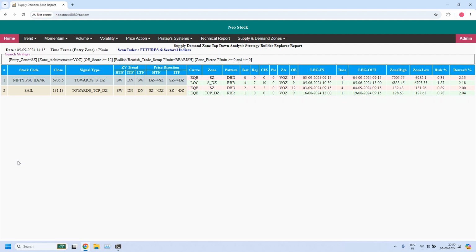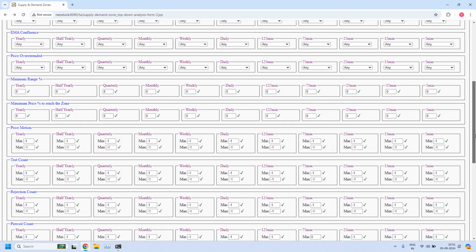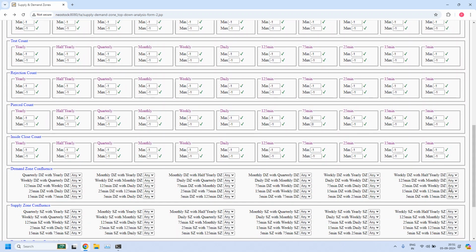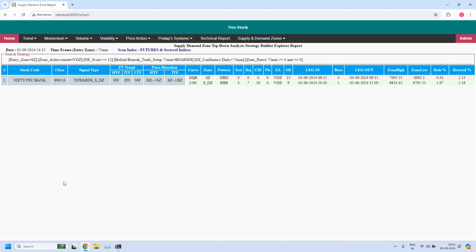Let's verify whether any of these supply zones have confluence with ITF time frame, that is 75 minutes, and daily supply zone confluence. 75 and daily supply zone I am enabling, that is LTF, ITF confluence. 1 stock is filtered. Because it is a downtrend, let us check if this has an EMA confluence. But this is an indices. You can't trade on this.